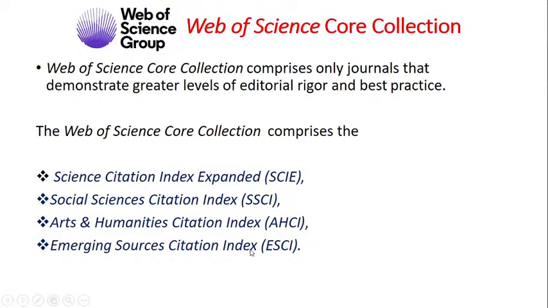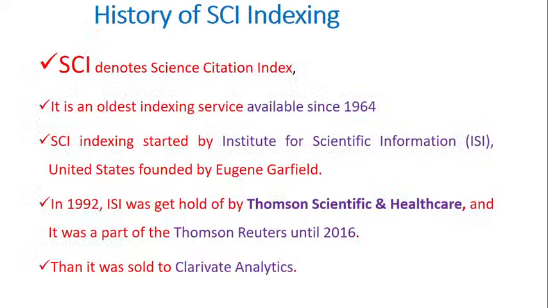So in primary indexing or ESCI, if they maintain good quality and a greater level of editorial record and best practice, then within 1 or 2 years it will move to AHCI, SCIE or SSCI. So in the Emerging Source Citation Index, you have papers from all three areas. Okay, next I go to the various terminologies.